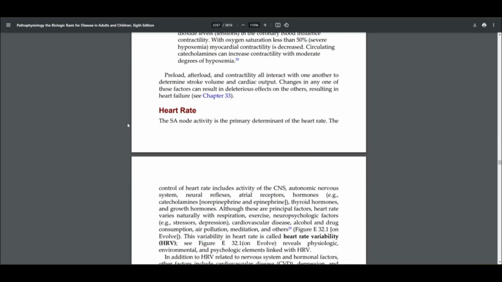So we have preload, afterload, and contractility that all interact with one another to determine stroke volume and cardiac output. Changes in any one of these factors can result in deleterious effects on the others, which can result in heart failure.